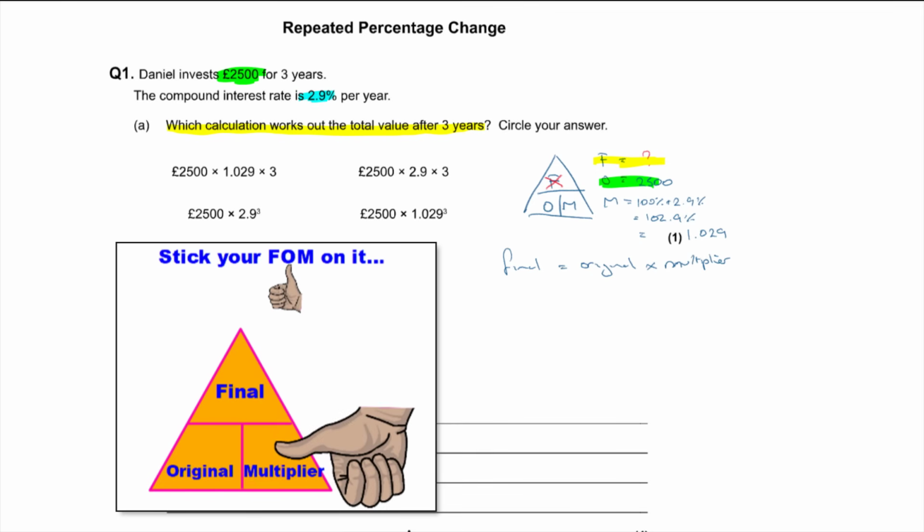Okay, and that's what it is for normal percentages. Now, if you've got a repeated percentage change, we just then need to wrap that in a bracket and raise it to the number of years or the number of times that you're applying it if it's not years. Okay, so that's just the extended version of what I normally do for percentages. So it's pretty much the same, apart from you wrap the multiplier up in a bracket and put years as an index.